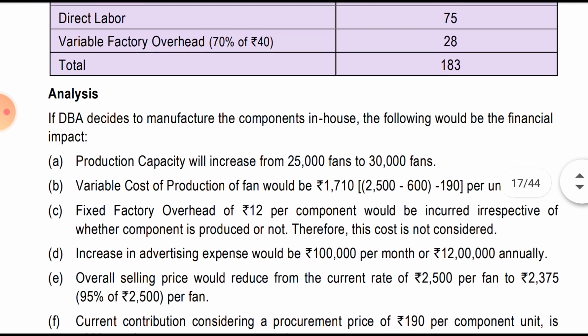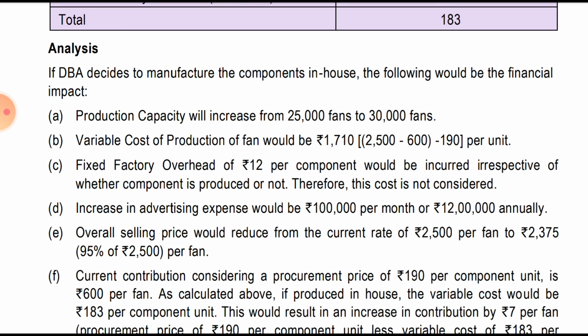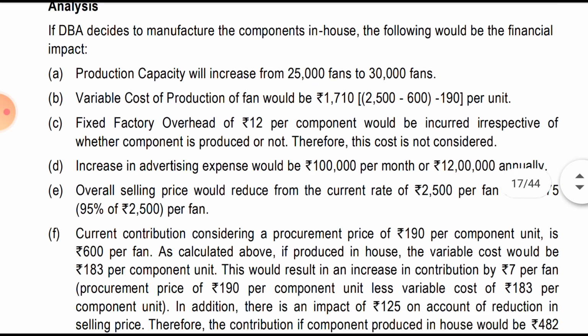Analysis: if DBA decides to manufacture the component in-house, the following would be the financial impact. The production capacity will increase from 25,000 to 30,000. The variable cost of the production would be 1710. How will it be? 2500, that is the selling price, minus 600 variable cost, minus 190, that is the purchase price from the outsider. It will be 1710.